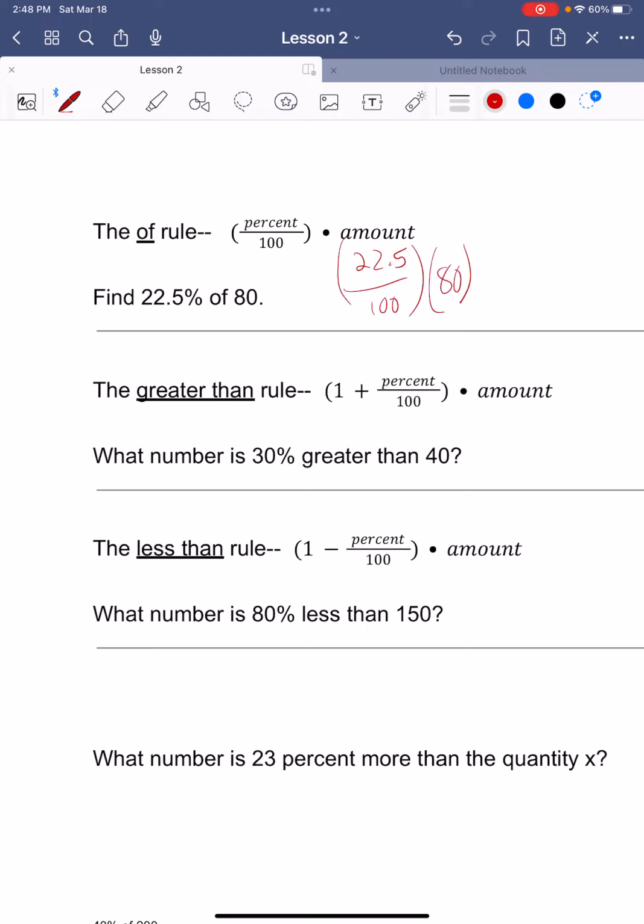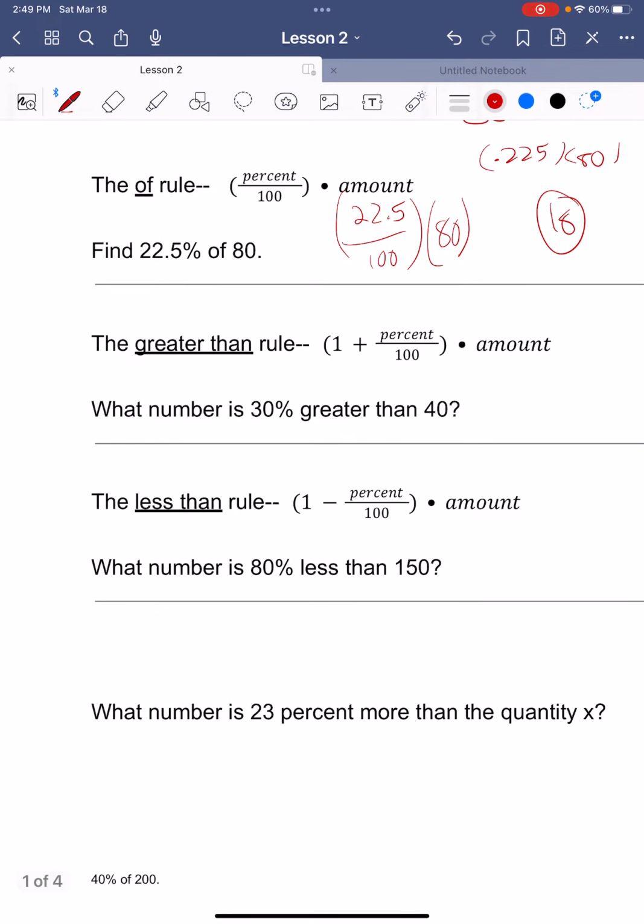An easy way to divide something by 100 is to move the decimal place 2 units to the left. So we go 1, 2. So we're left with 0.225 times 80. And if we plug this into our calculator, we get 18.